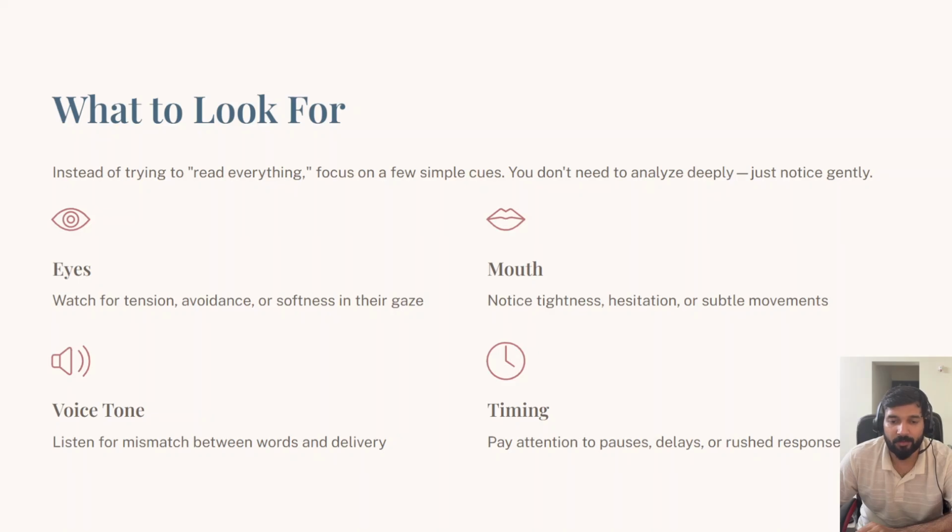What to look for? Instead of trying to read everything, focus on a few simple cues. Eyes: it might mean tension, avoidance, softness. Mouth: tightness, hesitation. Tone of voice: mismatch with words. Or timing: maybe pauses, delays. You don't need to analyze deeply, just notice gently.